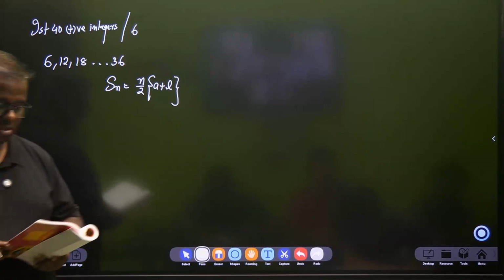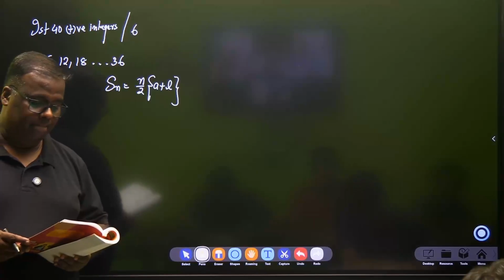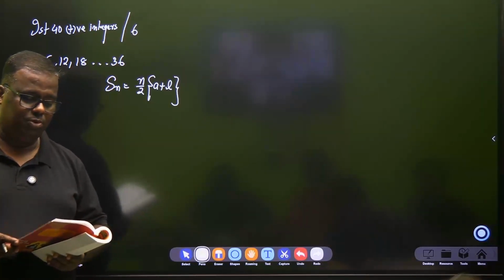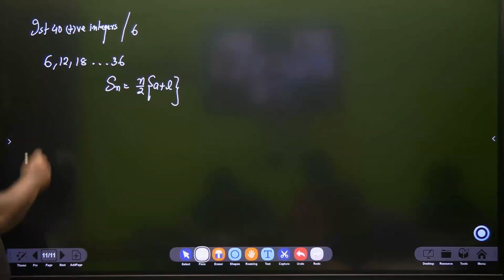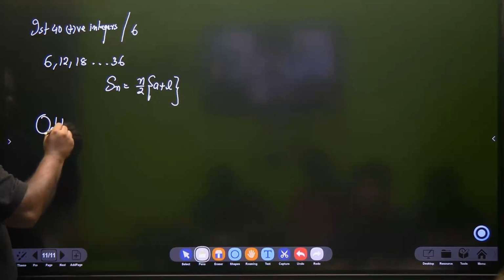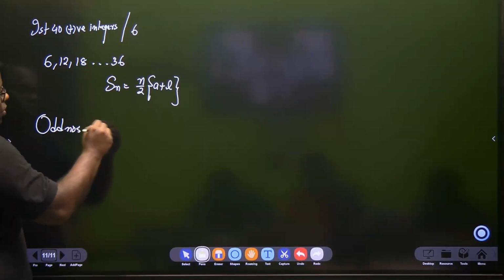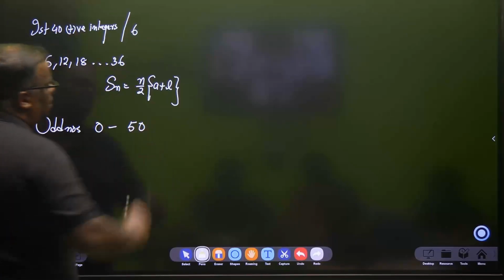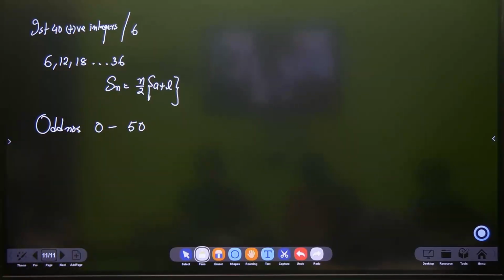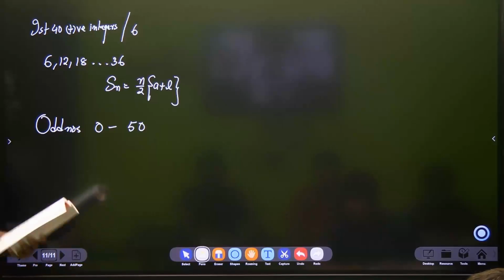Shall we proceed? Find the sum of the odd numbers between 0 and 50. Odd numbers between 0 and 50. The numbers start from 1 and end at 49.